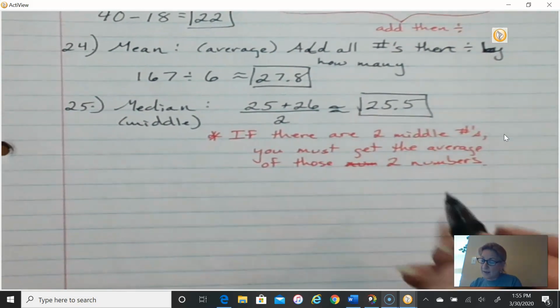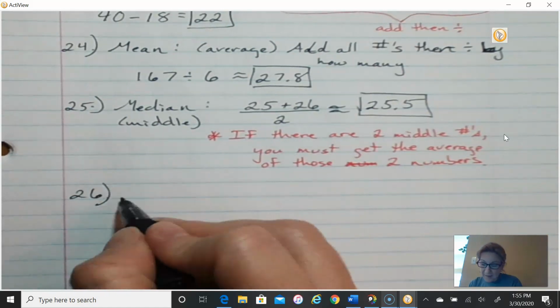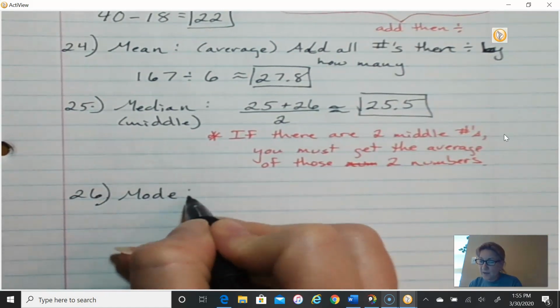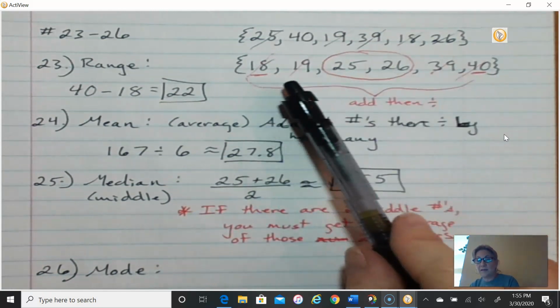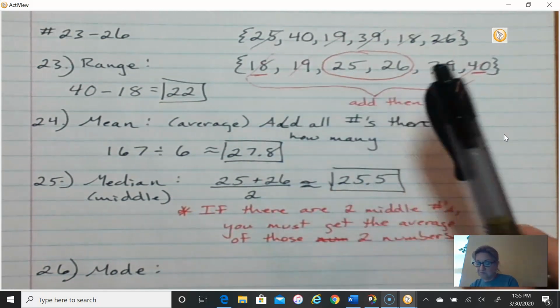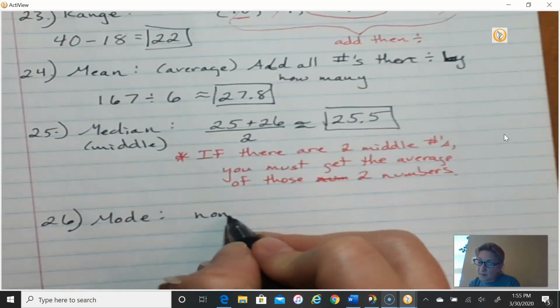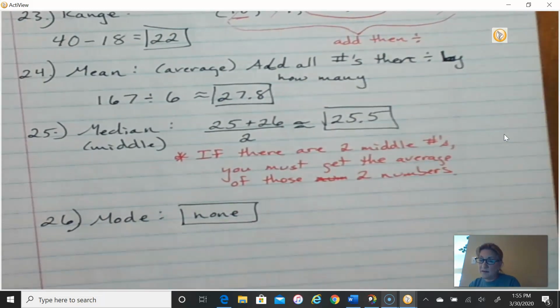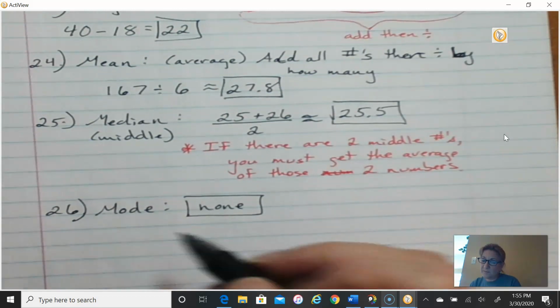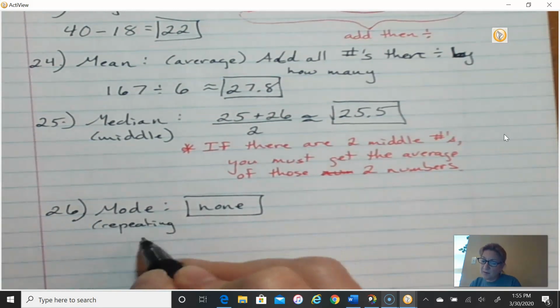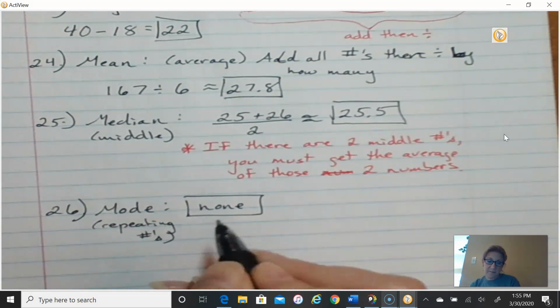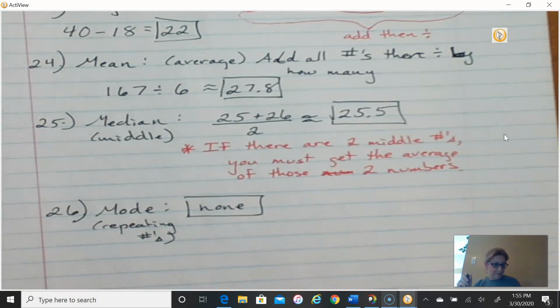All right. And the last one for this group is 26, and they want the mode. All right, guys. Do you see any numbers that are repeating? So you write none. Again, this is your repeating numbers. All right. Any questions about that?